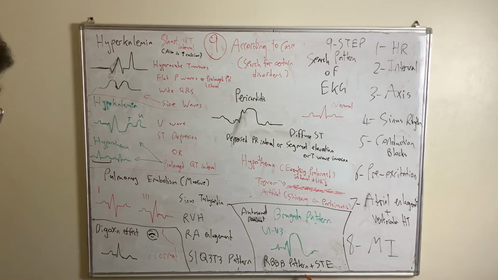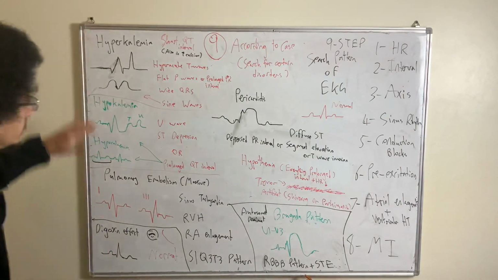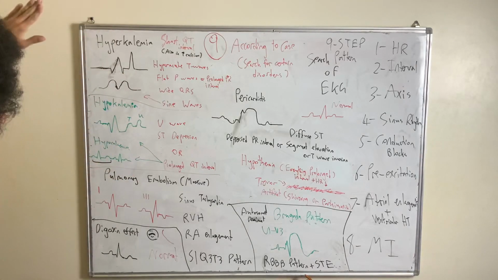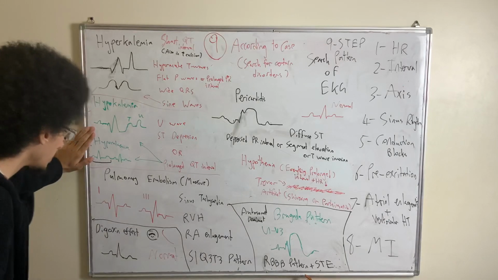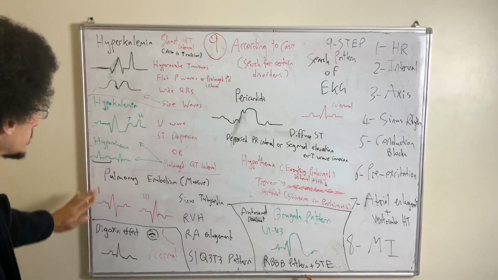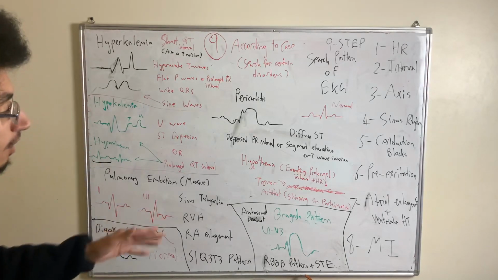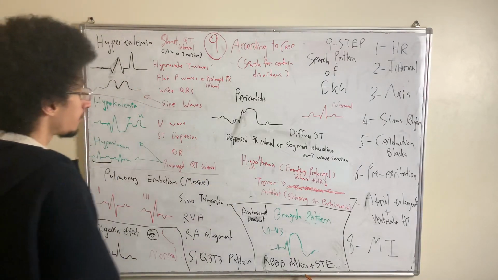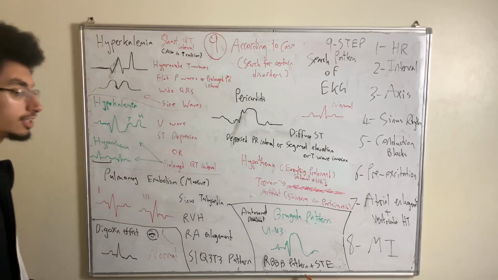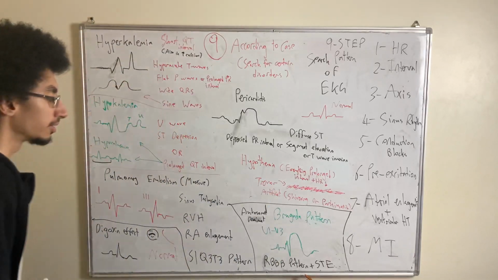So that's regarding digoxin. So now we finished the electrolyte disturbances, hyperkalemia, hypercalcemia, hypokalemia, hypocalcemia, pulmonary embolism, as well as digoxin effect. Now we talk about the final three disorders. Let's start from the bottom. Now we have a case of something known as the Brugada pattern.